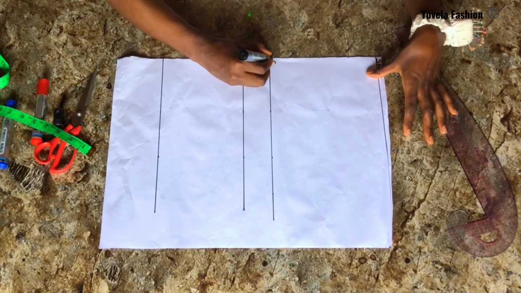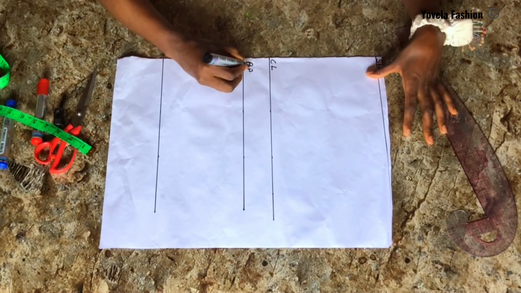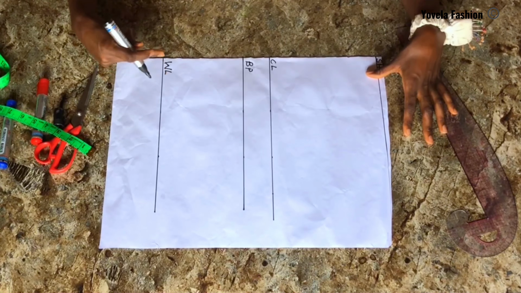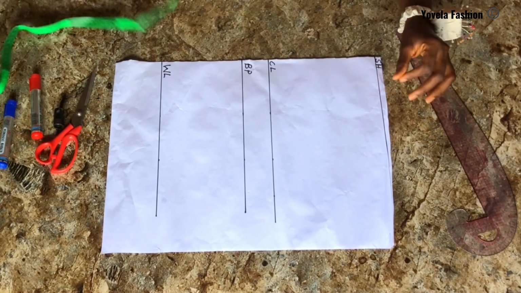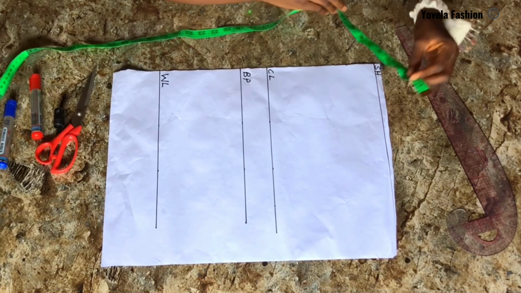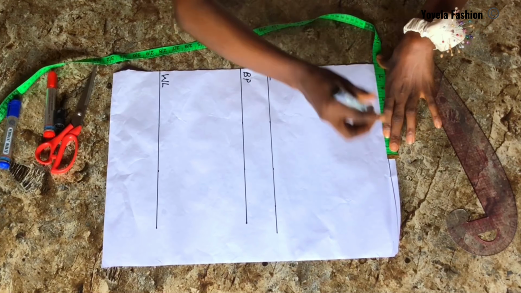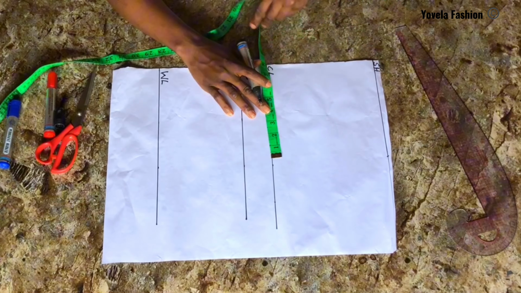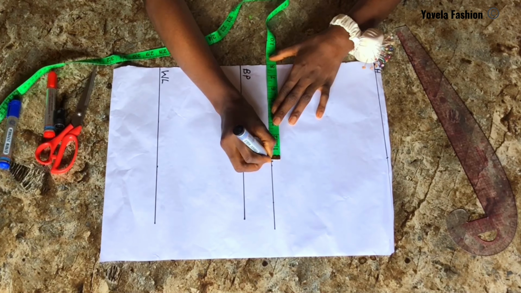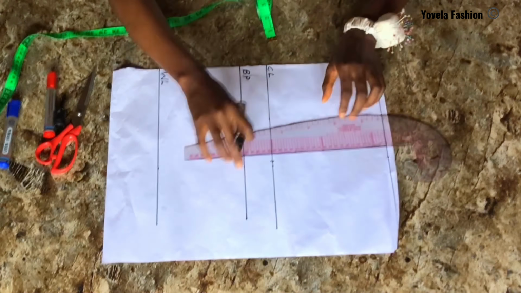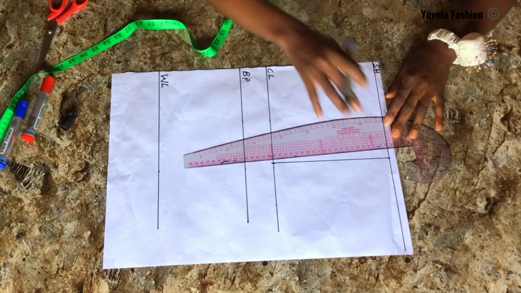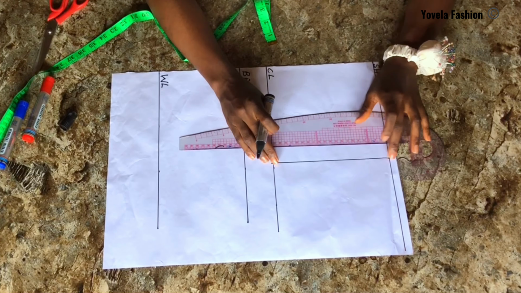So here I have my chest line, I have my bust point, and I have my waistline. This is my half length for the dress. On this shoulder line, I'm going to be placing my back shoulder divided by 2. I have 8 inches, so I'll place it here, 8 inches. And I'll also place it on my chest line. Join these 2 points together. After drawing this line, here is going to be our armhole line.